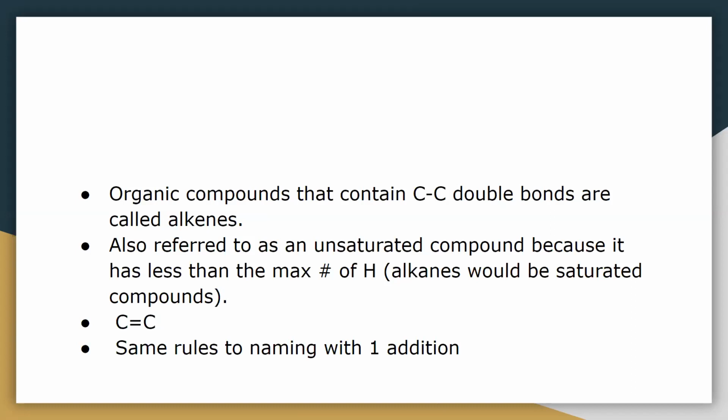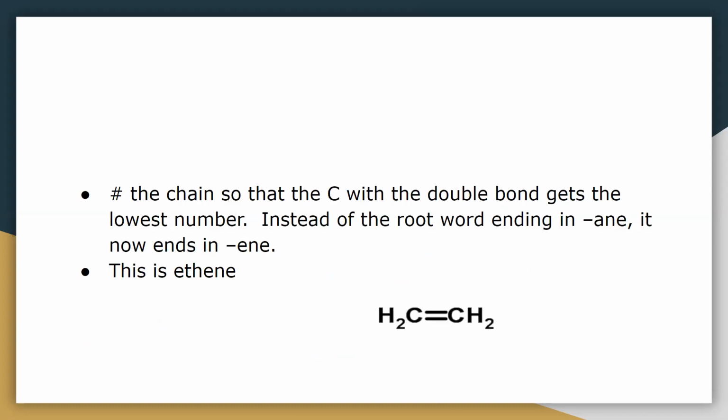And all it looks like is you have an equal sign between the two carbons, okay? And it names the same as the others do, with one addition. You have to number the chain so that the carbon with the double bond gets the lowest number. And instead of the root word ending in A and E, you change it to E and E. So instead of ethane, which would be CH3, this is ethene with CH2.